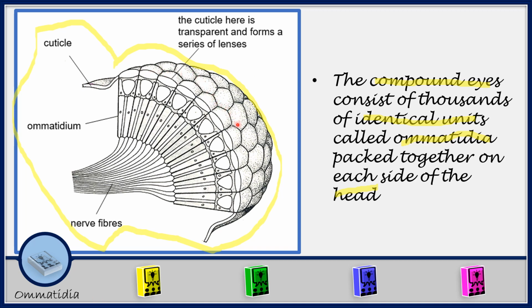The cuticle here is transparent and forms a series of lenses. So what we are seeing here, this is a lens, and here we have another lens. All these that we are seeing on the cuticle are lenses. The upper layer, which is covering the compound eye, is what we are calling the cuticle, and it is transparent with a series of lenses.